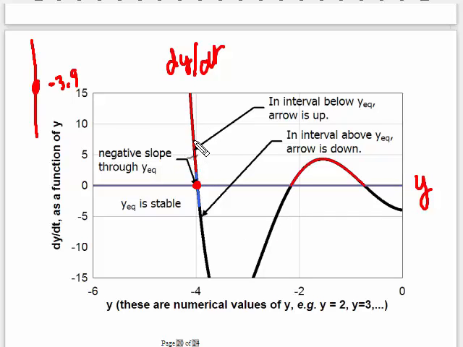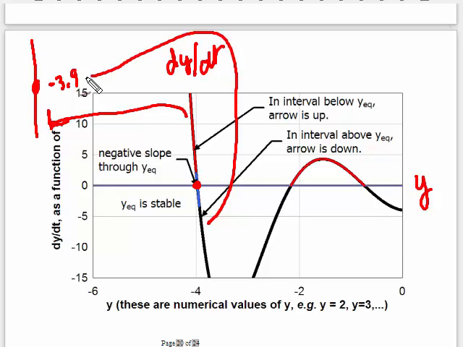This region is really the region over here. Again, like I said, it requires some adjustment and thinking. This is above the x-axis, so in this region I draw an up arrow. This is below the x-axis, so I draw a down arrow. This is a stable equilibrium. Now if I take the slope through here, the slope is negative, and that's another way to find out. Instead of looking at what's above and below, I could just look at the slope right through here.